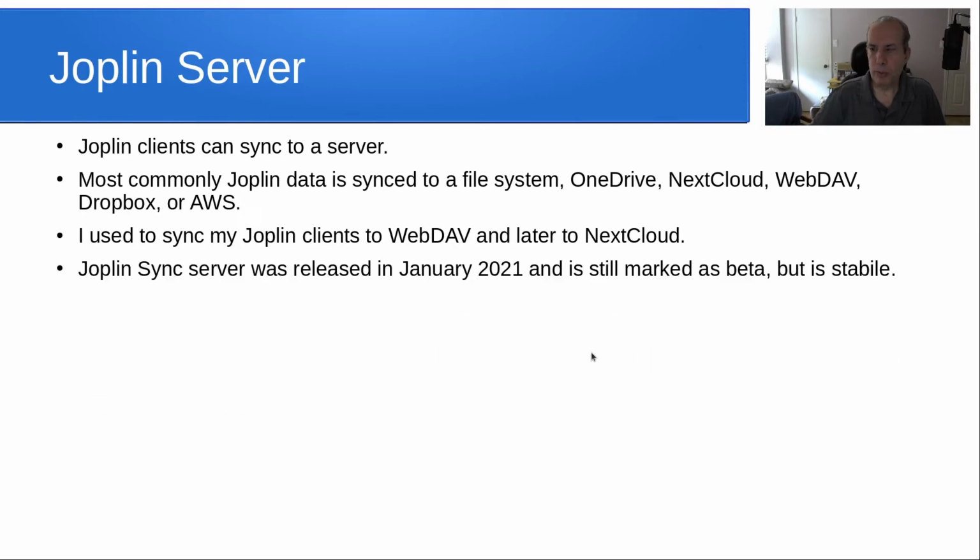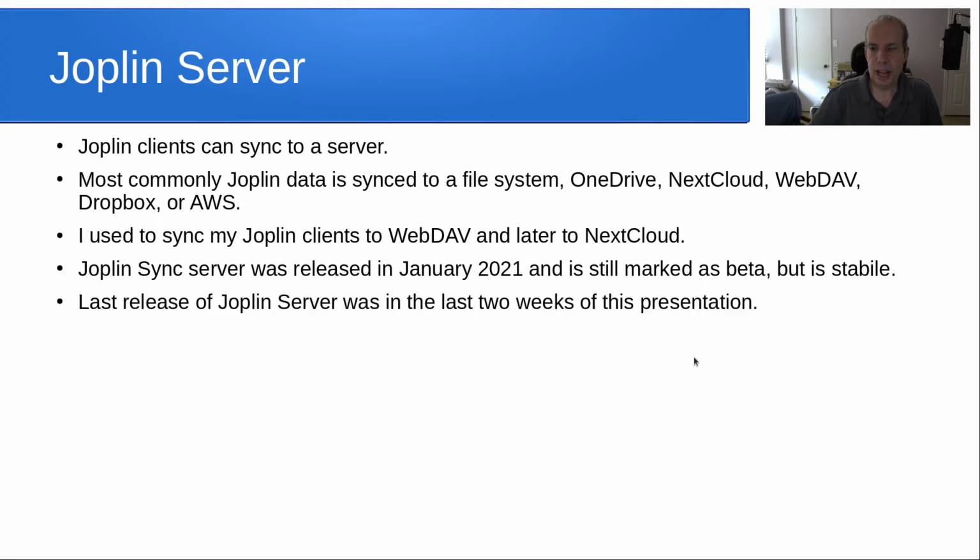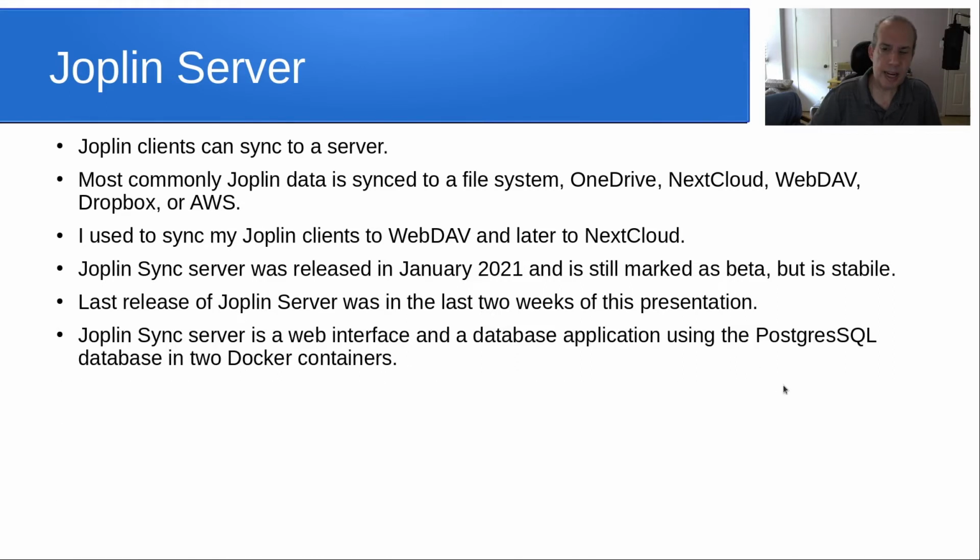Joplin Sync Server was released in January of 2021 and is still marked as beta, but is very stable. And one of the reasons that I went off to use Joplin Server to sync my notes rather than use Nextcloud was performance. I got a lot better performance off of the specifically purposed Joplin Server to do my note syncing. The last release of Joplin Server was in the last 2 weeks of this presentation, so we're talking about some really updated products here, currently maintained.